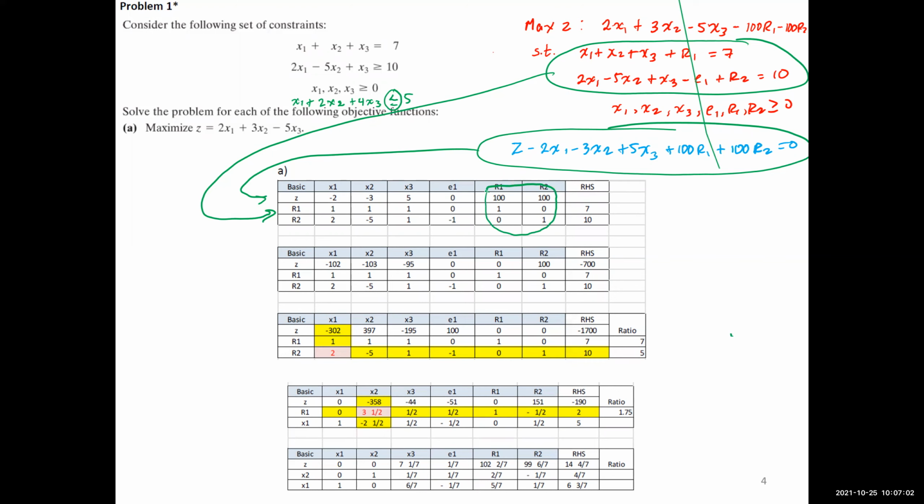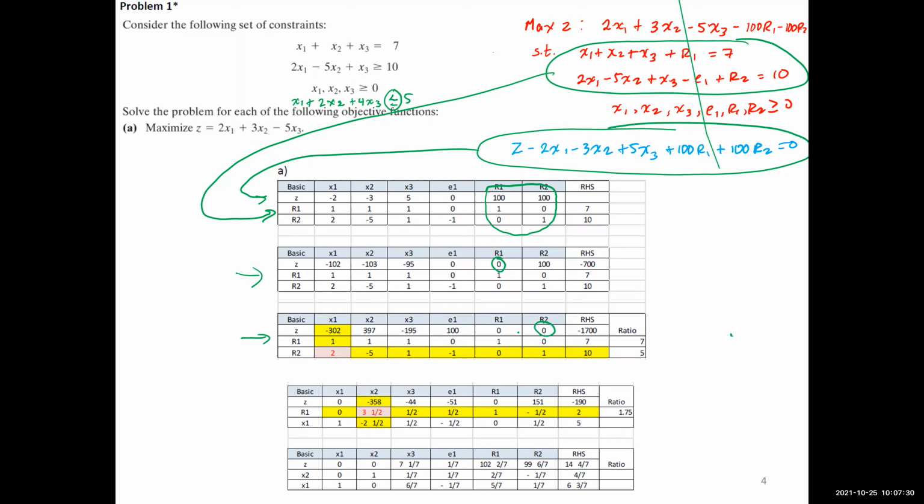So you have a coefficient of 100 for both of them, so you have to make those 0 before you attempt to solve this problem. So that's what we are doing in this part. We made this 0, and in this part we made this 0. At this point, we can start solving the problem using the simplex method. Does that make sense? Right?